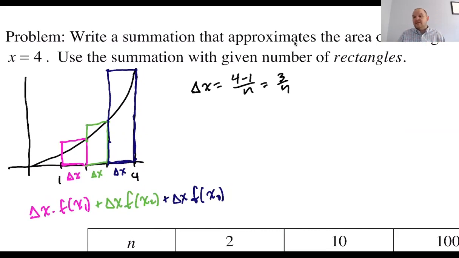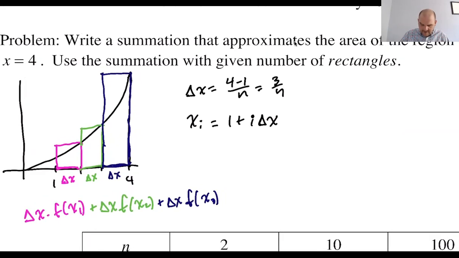Same idea. A lot of this is the same idea. X sub i is where I start, which is 1 plus i delta x. Same idea, but in this case, we're finding areas. So the area as a function of n is going to be the sum from 1 to n, right?